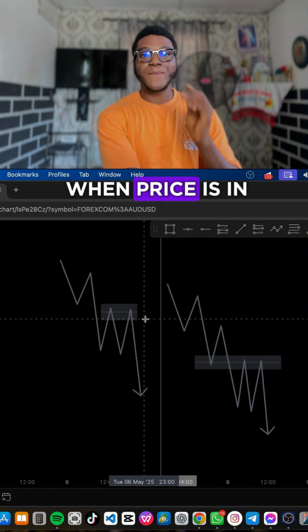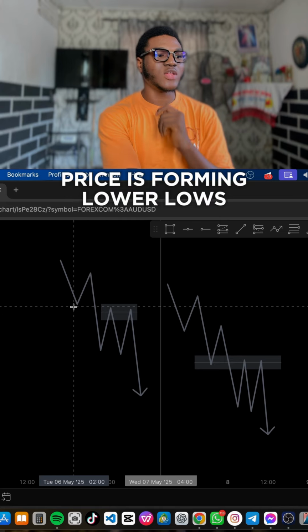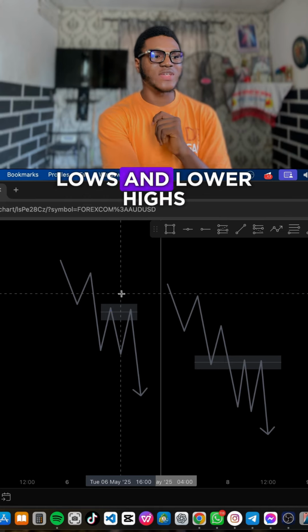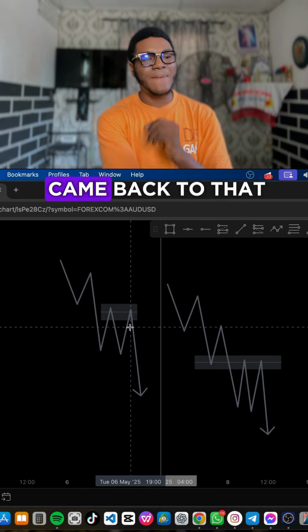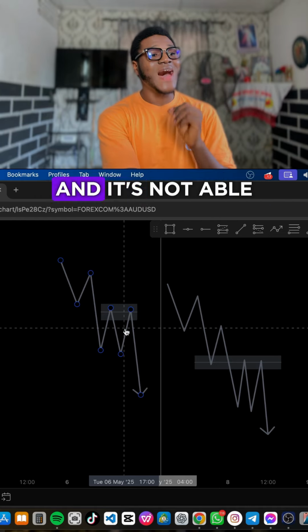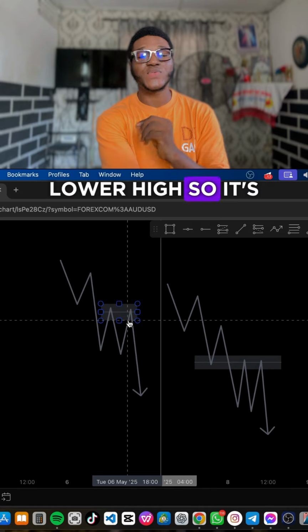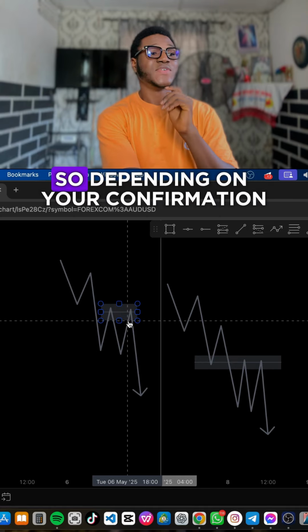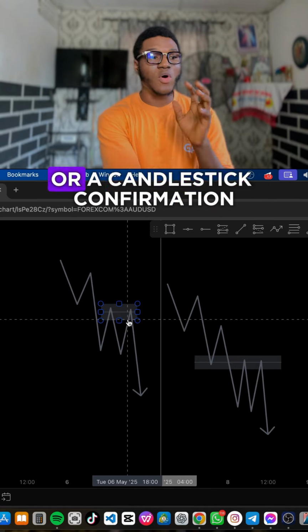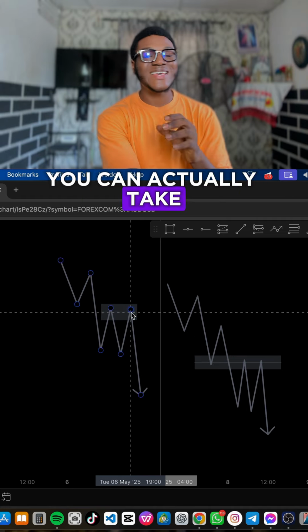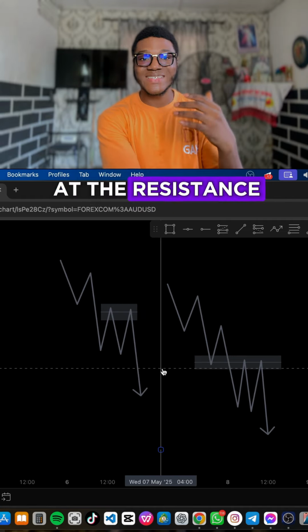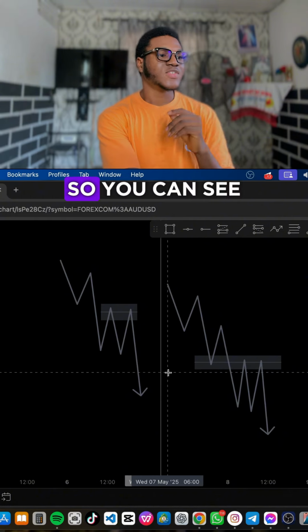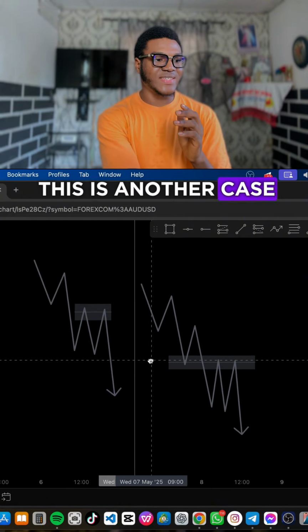Now for case 2, when price is in a downtrend, so you can see price is forming lower lows and lower highs, lower lows and lower highs, and then it formed a new lower low. Now after forming a new lower low, you can see price came back to that previous lower high and it's not able to break above that previous lower high, so it's forming a form of resistance there. So depending on your confirmation, either on the lower time frame or a candlestick confirmation, you can actually take sells from there to push price to the downside, because you're entering sells at the resistance when price is in a downtrend.